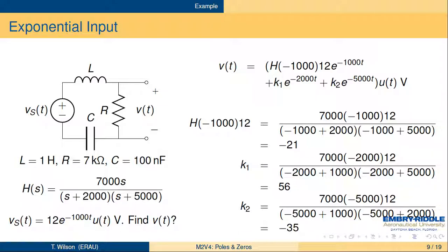Because the inductor current's 0, there can't be any voltage at t equals 0. And when you add up 21, minus 21, 56, and minus 35, you get 0. So v of t will be equal to 0 at t equals 0. That's a good signal.